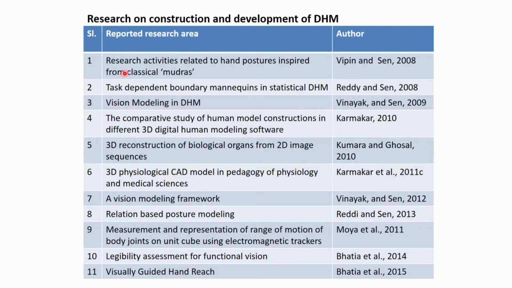So, to mention a few research activities: related to hand posture inspired from classical mudras by V.P. Nair in 2008, then a vision modeling framework by Vinayak and Sen 2012, then visually guided hand reach by Bhatia et al. 2015. So, in this way, only very few research papers we can find.